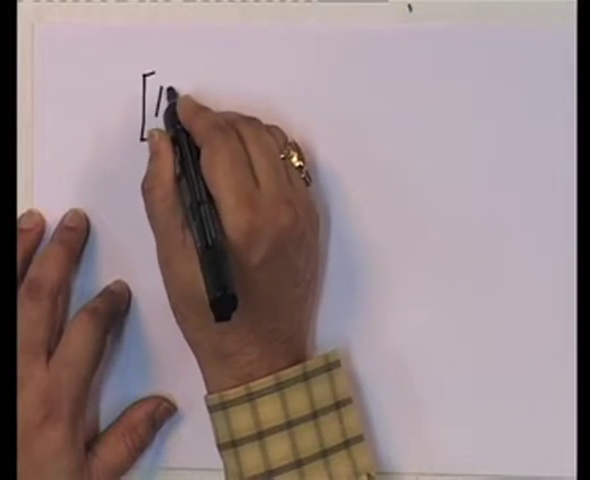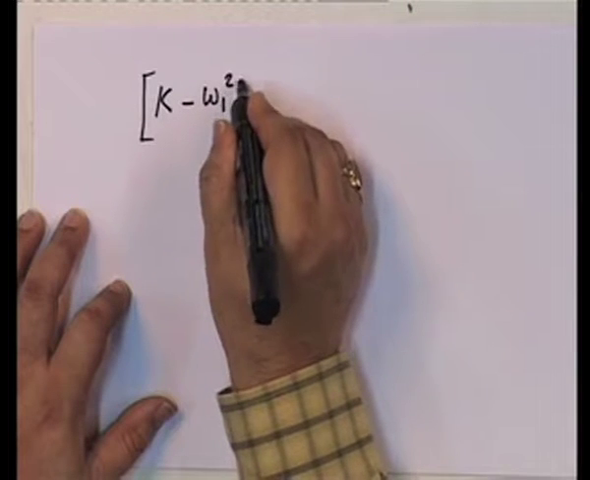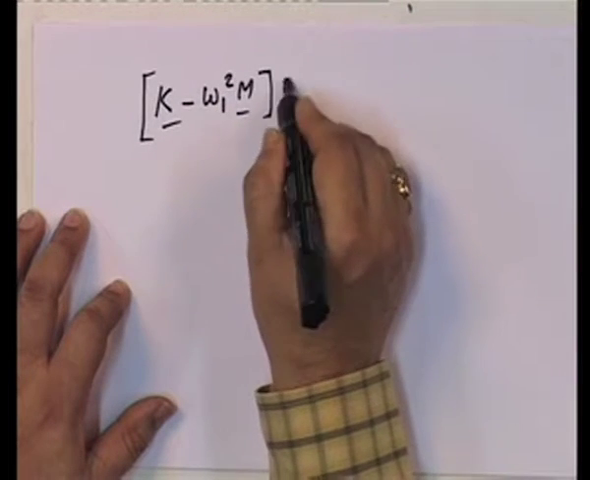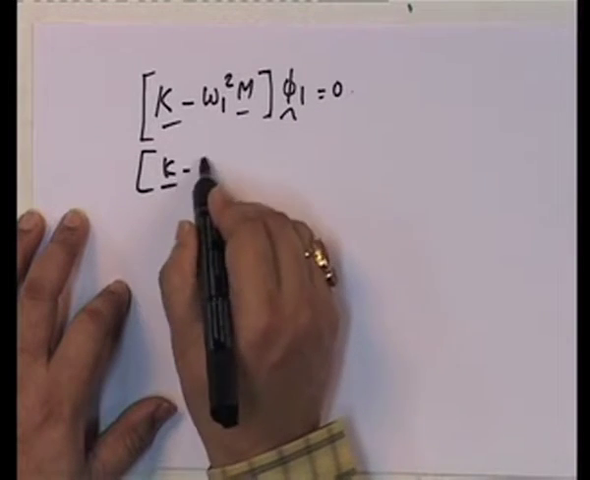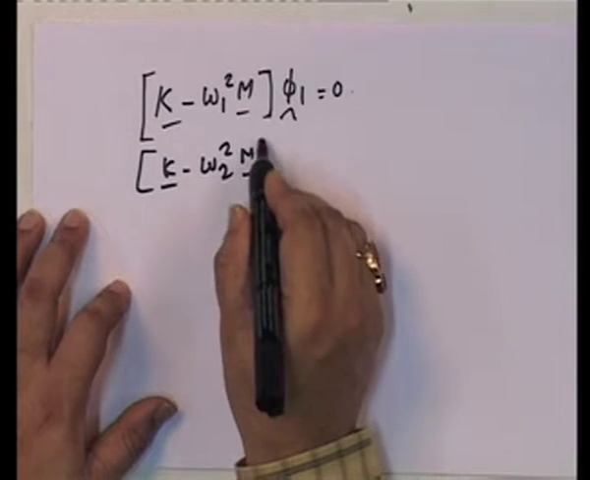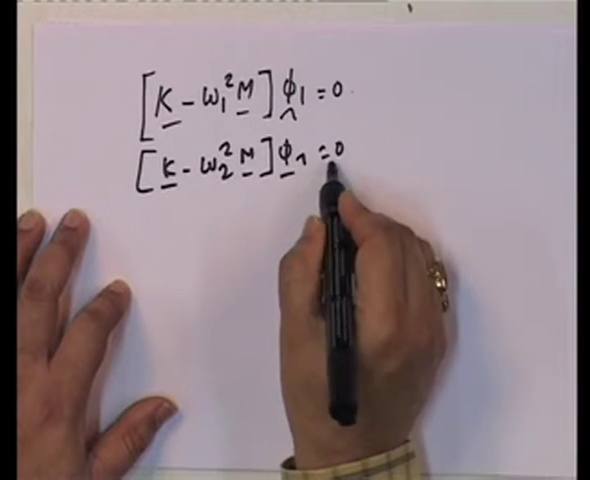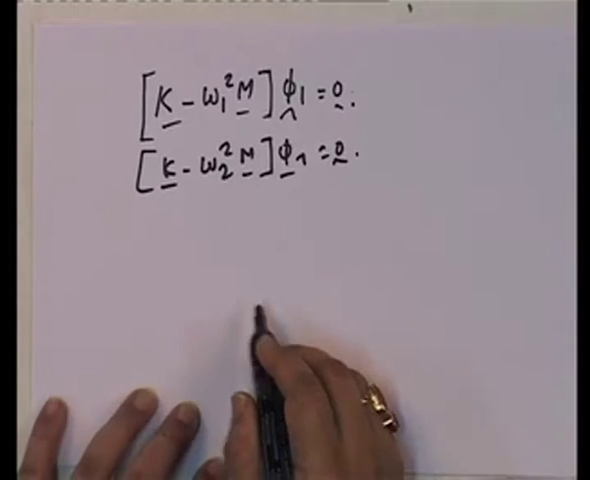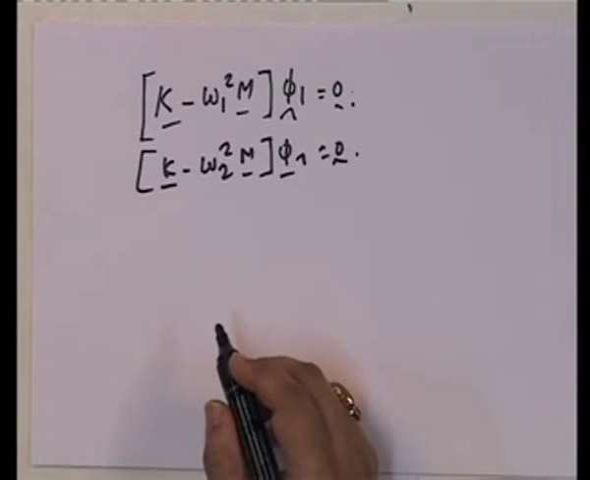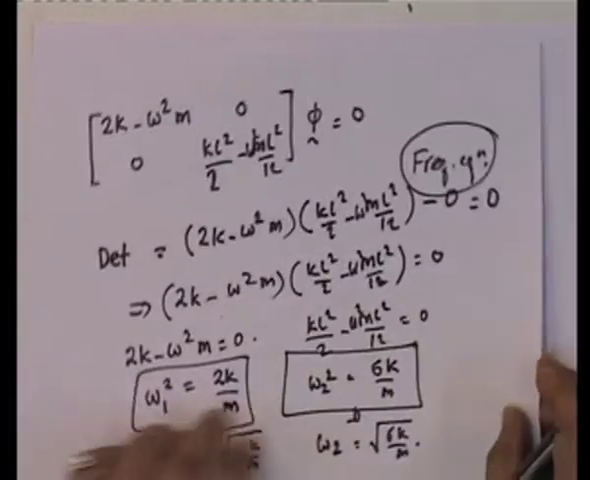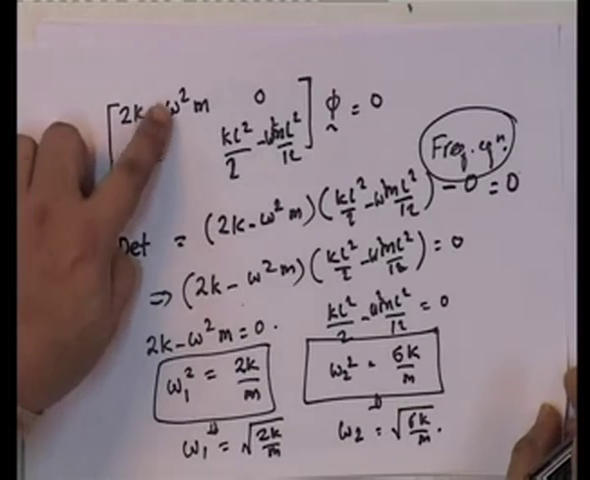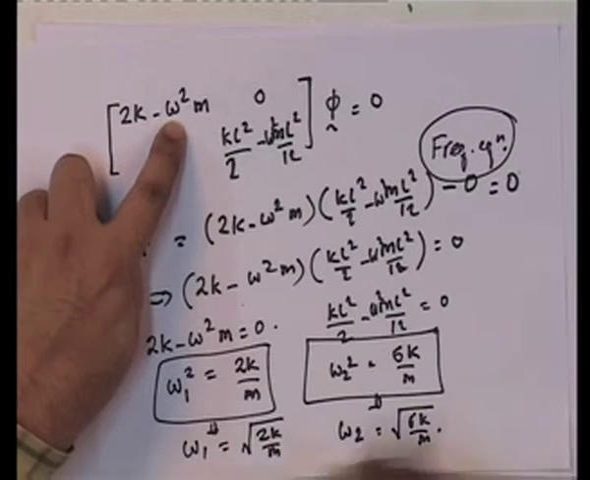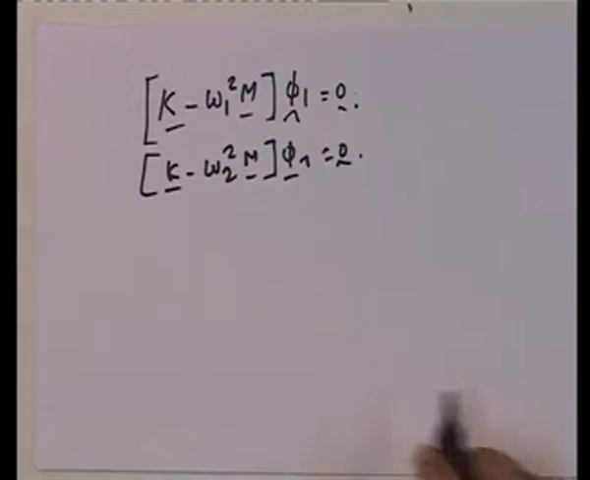I have got this, right. So, what I have is k minus omega squared m into phi 1 is equal to 0, and I have k minus omega 2 squared m phi 2 is equal to 0. Okay. So, the first one I plug in omega 1 squared, I plug in omega 1 squared in here. So, if you plug in omega 1 squared in here, what do I get? Well, let us see.